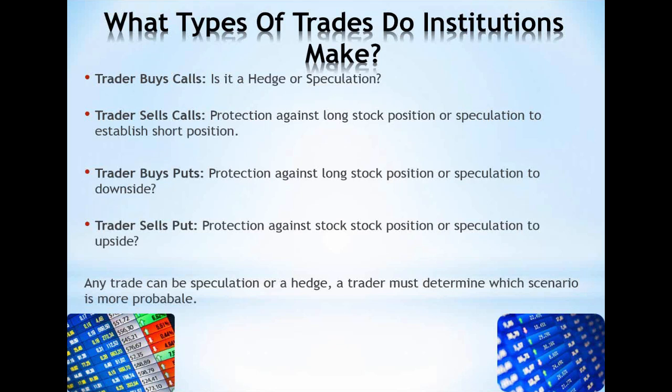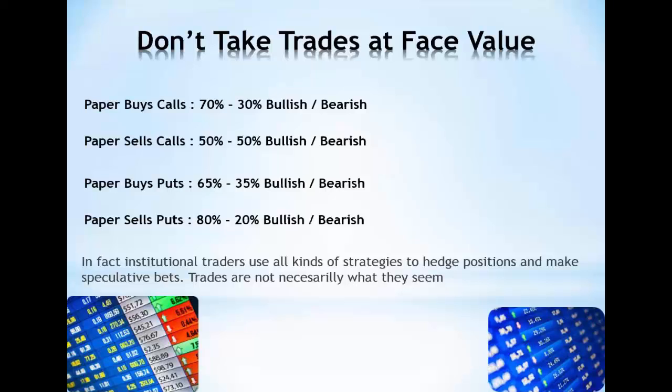So I want to focus on the speculative bets. I don't want to be buying a trader's hedge. So it's all about filtering out those hedges and focusing on the speculative bets, right? As I said, you shouldn't be taking trades at face value when they hit the tape. About 70% of the time when calls are bought, it's bullish, but about a third of the time, it's actually protection against short stock, okay? And the same thing goes for all these other types of trades that you might see hitting the tape.